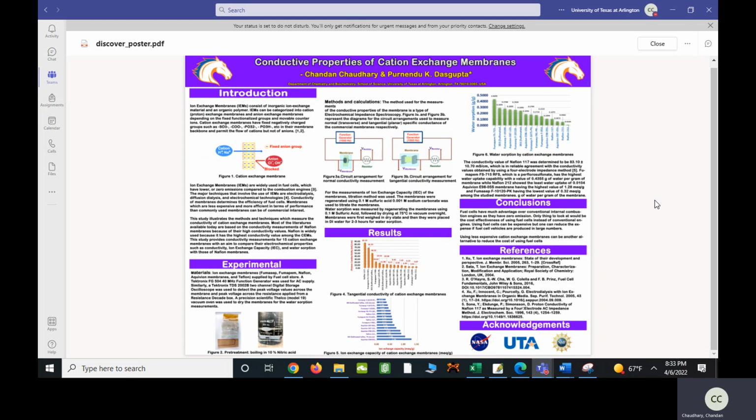To conclude, I would say improving the cost effectiveness of these fuel cells would help prevent the emission, as these fuel cells have relatively lower or even zero emission compared to conventional internal combustion engines. So using less expensive cation exchange membranes can be another alternative to reduce the cost of using fuel cells, and we can prevent the greenhouse gas emissions.